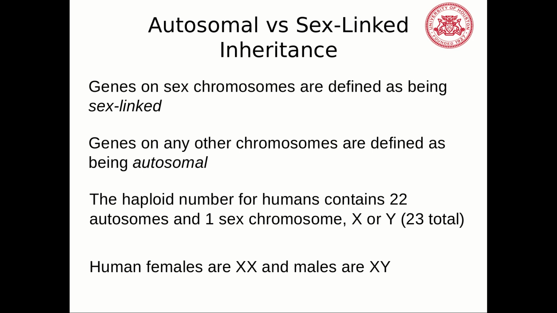So the sex chromosomes determine your sex. So the genes on there are called sex-linked genes. The genes that are on the other chromosomes, the ones that don't determine your sex, those are called autosomal. That's all we're saying here. These are the numbers here for humans, for Homo sapiens. Understand that it's a little different for flies.